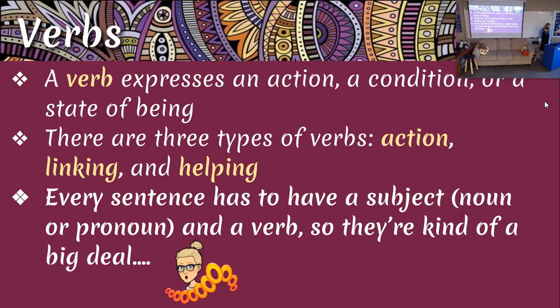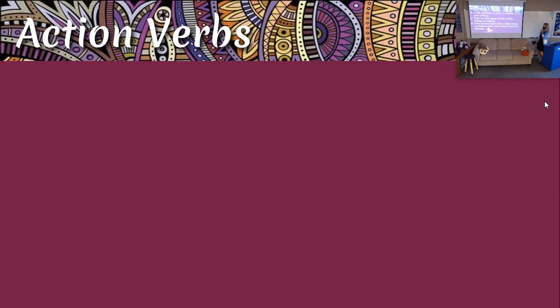But just know this. In order to be a complete sentence, you have to have a subject, which is either going to be a noun or a pronoun, and you have to have a verb. So verbs are kind of a big deal. They're really, really important because they're one of the two main requirements that we need in order to make a complete sentence. You cannot have a sentence without a verb. So they're kind of important.